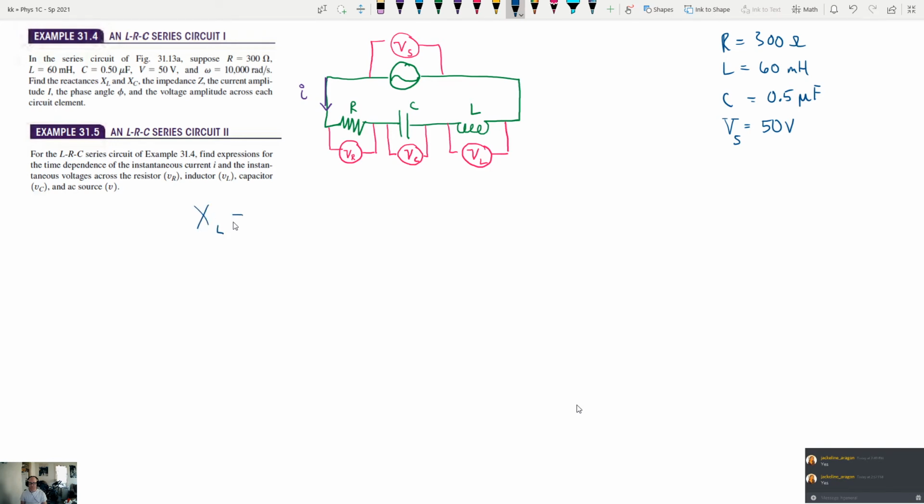X sub L equals, well, XL is just given by definition. It's the angular frequency omega times the inductance. So what is the angular frequency in this case? I didn't write it down. It's 10,000.